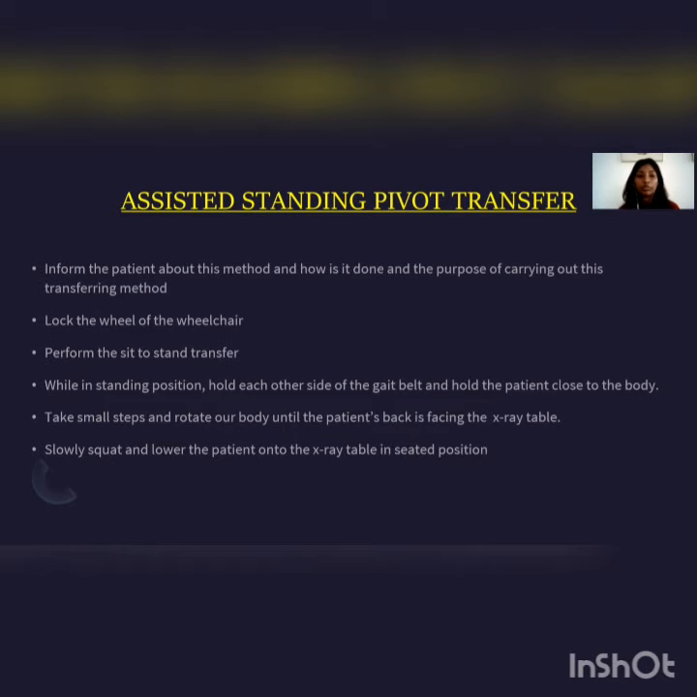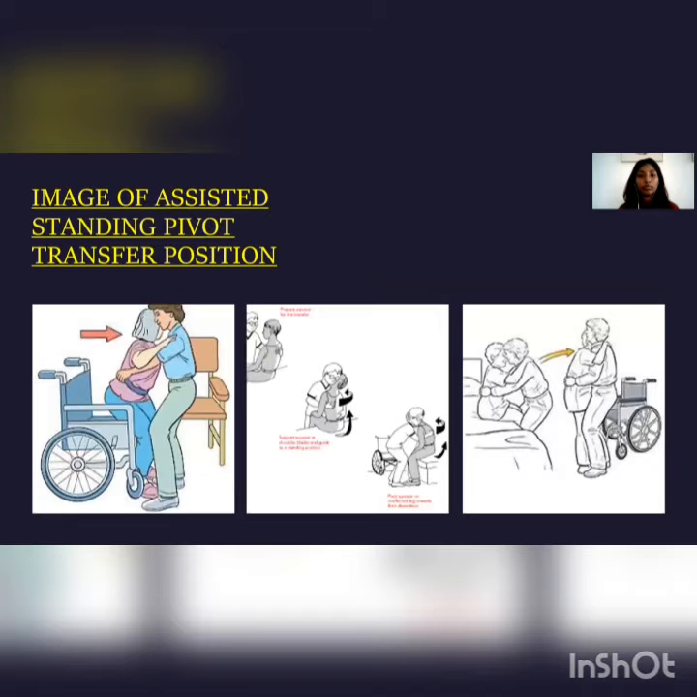The guidelines for this transfer method are to inform the patient about the method, how it is done, and the purpose of carrying out this method. Make sure to lock the wheels of the wheelchair and perform the sit to stand transfer. While in standing position, hold each side of the belt and hold the patient close to the body. Take a small step and rotate your body until the patient's back is facing the X-ray table. Slowly squat and lower the patient on the X-ray table in seated position. These will be the images of assisted standing pivot transfer position.